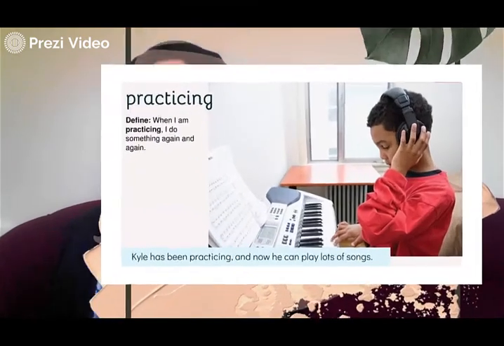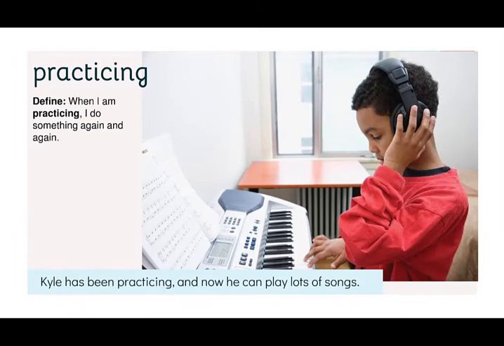Move on now to the word practicing. Practicing. When I am practicing, I do something again and again. So when you practice, you repeat the same thing over and over again. We call it practicing. For example, Kyle has been practicing and now he can play lots of songs.